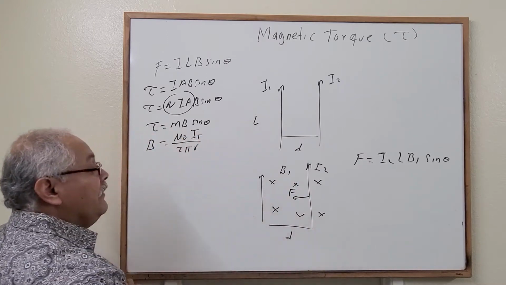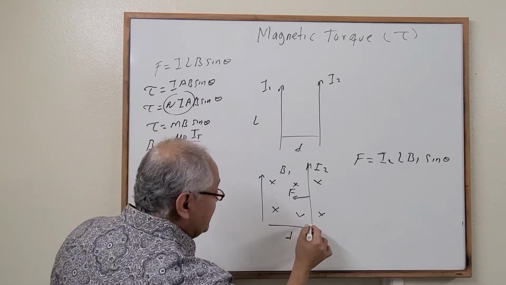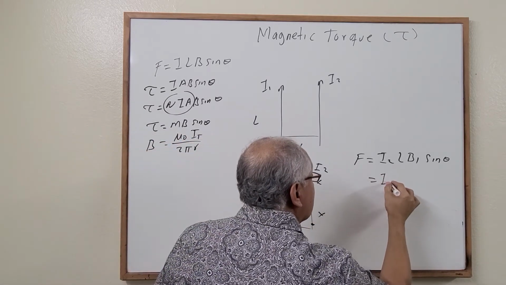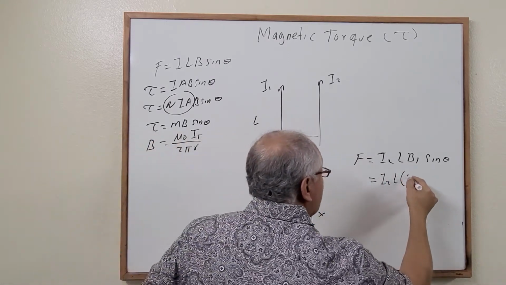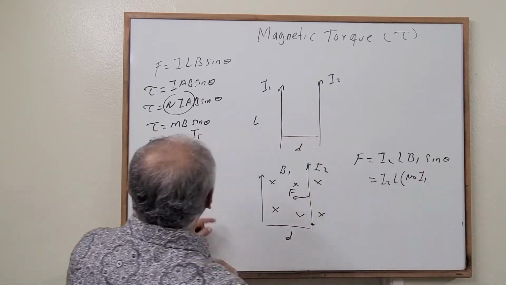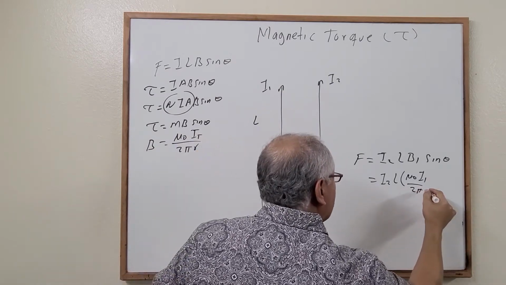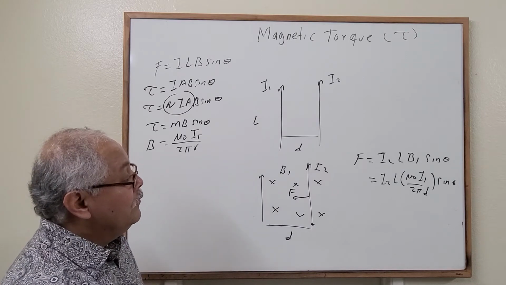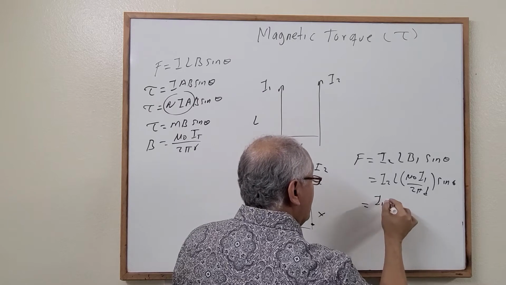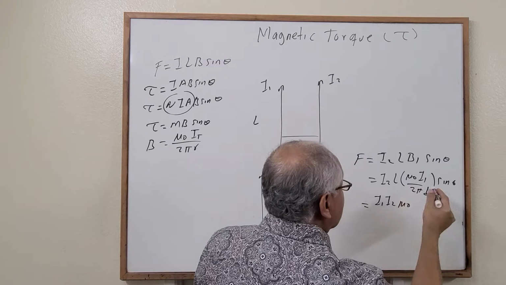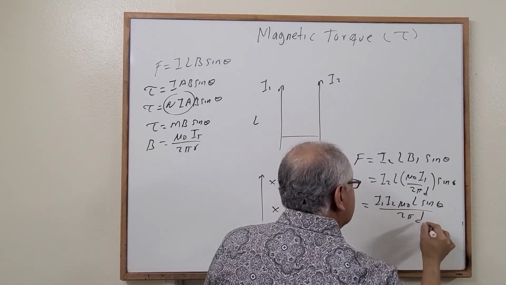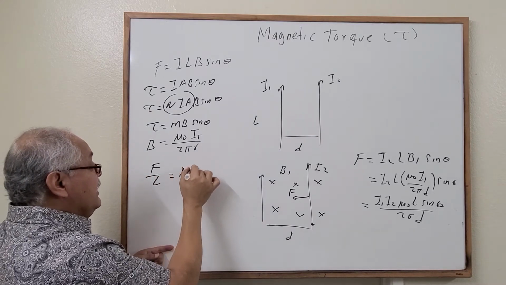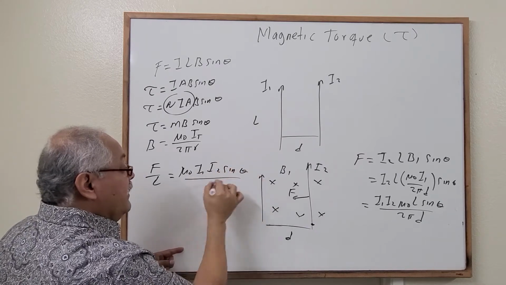Now we have this distance D, perfect. Remember, the magnetic field at this point, at this distance D, is equal to, according to this equation, current 2 L times B1. B1 is going to be mu naught times current 1 divided by 2 pi times D, times sine theta. Perfect. And this is equal to current 1, current 2, mu naught, times L sine theta divided by 2 pi d. Or we can represent the force per unit length, dividing by L, which is equal to mu naught, current 1, current 2, sine theta divided by 2 pi d.